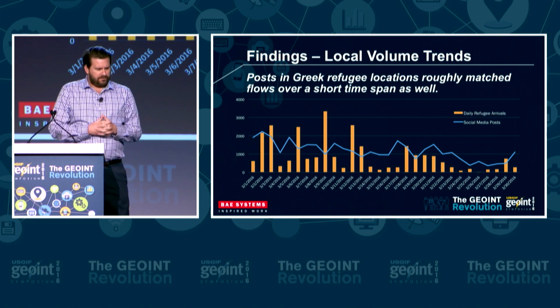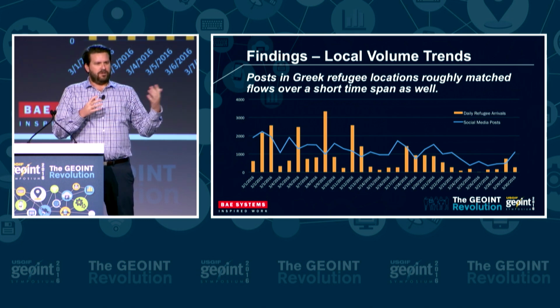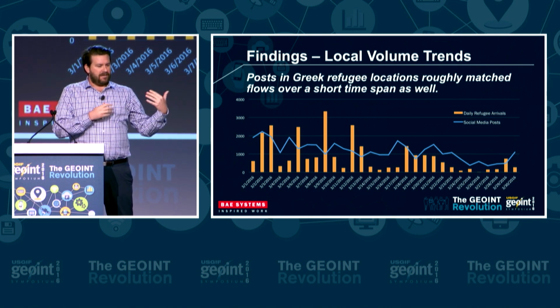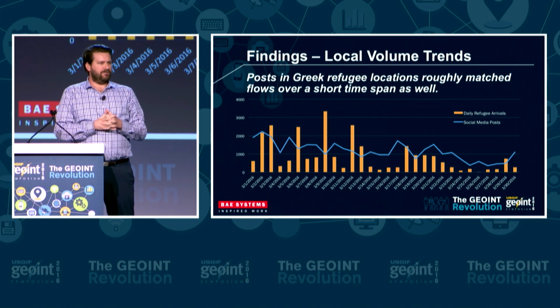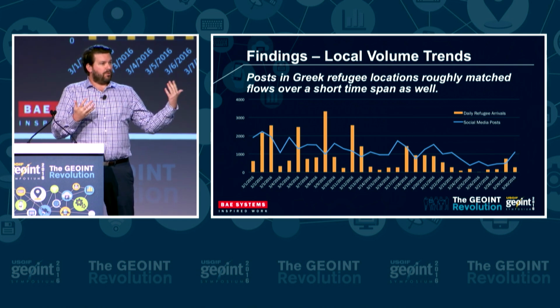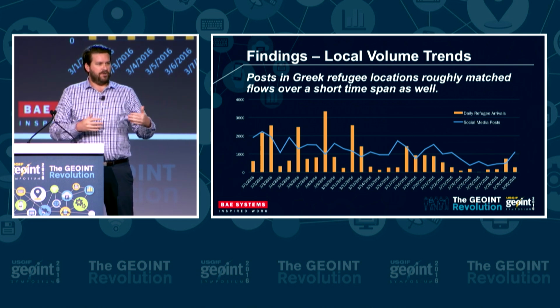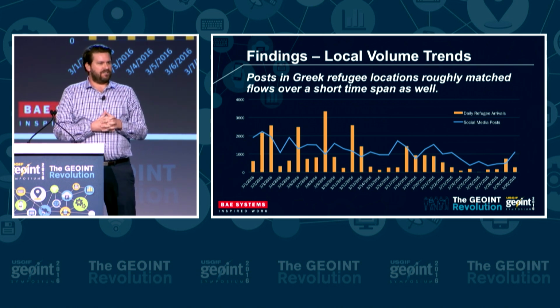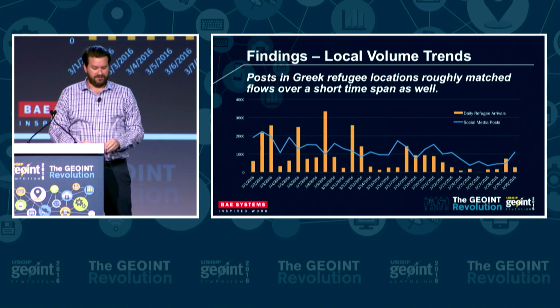Similar story on this one here with Greece, where there was a huge flow going into Greece. We were able to roughly measure social media volume coming out of locations where refugees were actually landing, and compare that and find some correlations with the actual refugee numbers. So this was important for us, because if you didn't have those numbers, or if you wanted to do some predictive analytics, we said, hey, you might be able to use some of this data as a proxy when you don't have the actual hard figures.